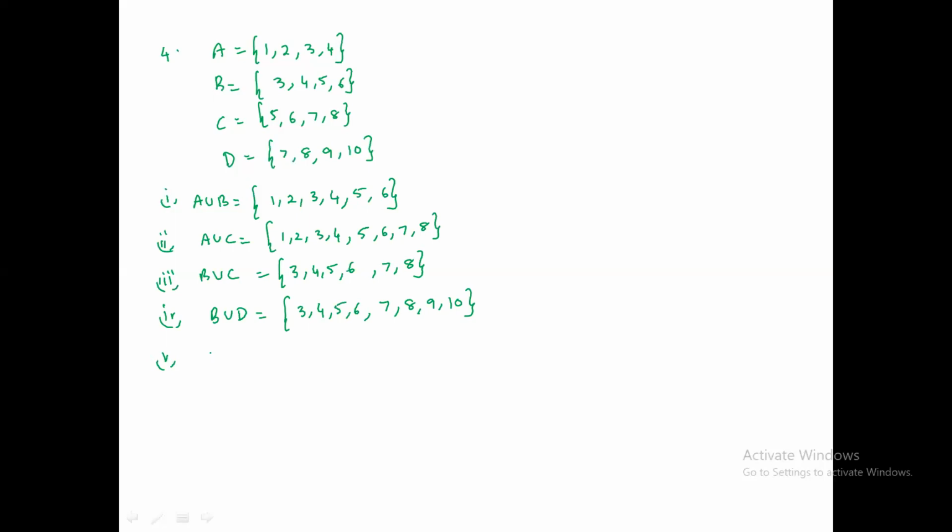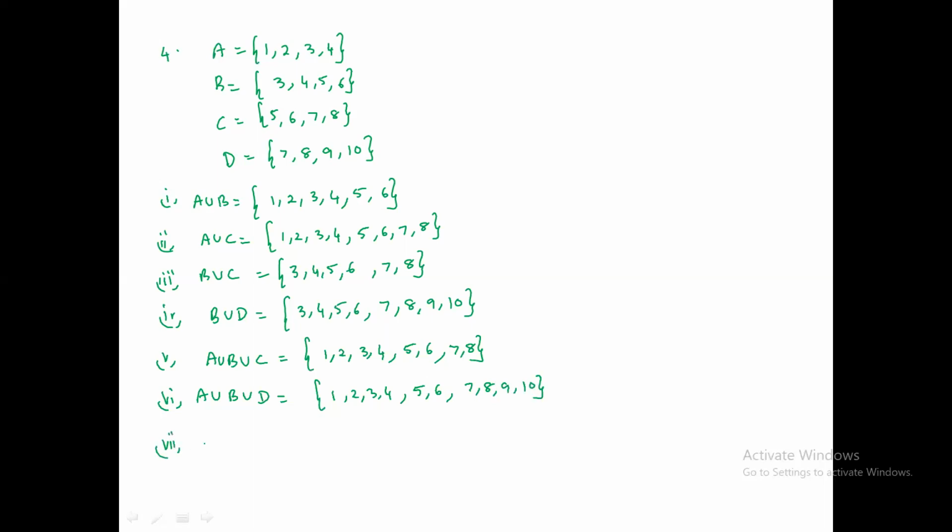Next, fifth, A union B union C. Write the elements of A first, then B. Don't write 3, 4, write 5, 6. Then C. Don't write 5, 6, write 7, 8. Next, sixth is A union B union D. Write the elements of A first, 1, 2, 3, 4. Elements of B, 3, 4 you need not write, 5, 6. Elements of D, 7, 8, 9, 10.